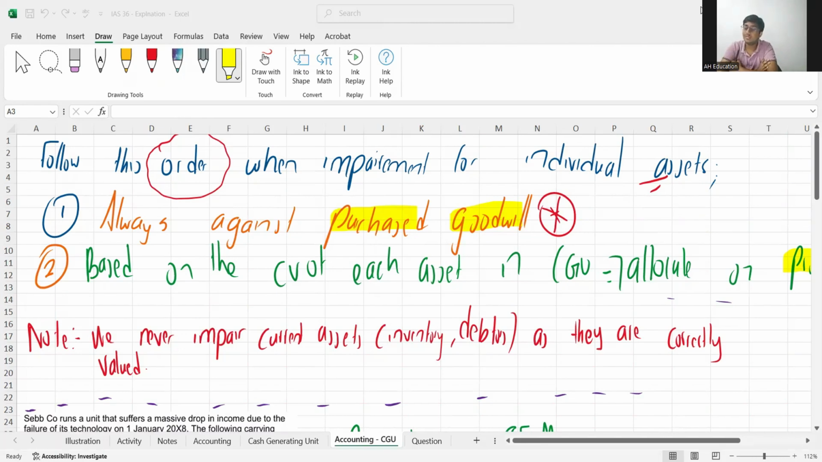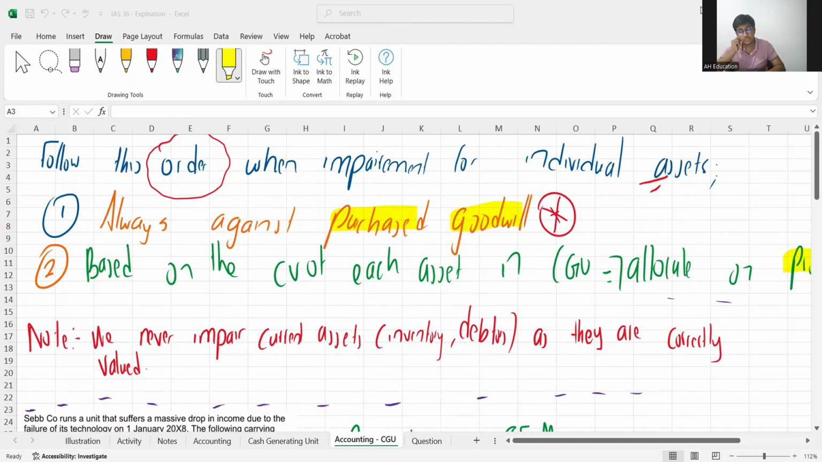Okay, now let us look into the accounting of your cash generating units. This is a short question in terms of your MCQ or in terms of your Section C adjustment. So be very well prepared in relation to the accounting of cash generating units, or CGU.